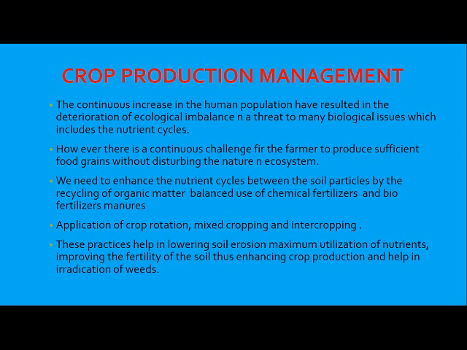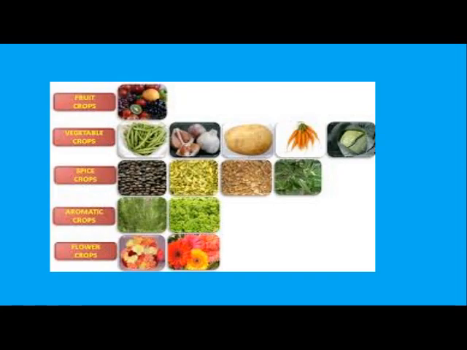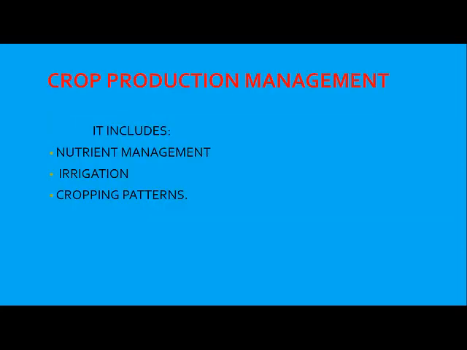We need to adopt crop rotation, mixed cropping, and intercropping. These practices will help in reducing the soil erosion and maximum utilization of nutrients and thus improve the crop production by removing the weeds. Children, this step of crop production management includes three factors. First is nutrient management, second is irrigation, and third is the cropping patterns. Children, today I'll be taking nutrient management.